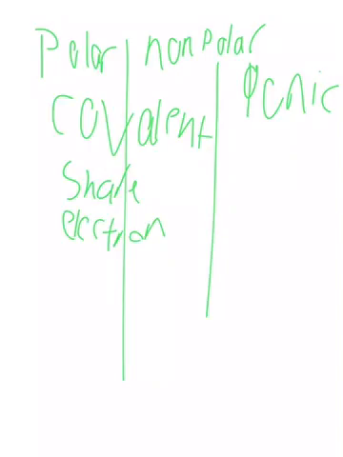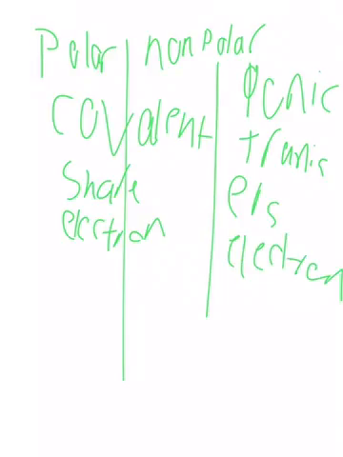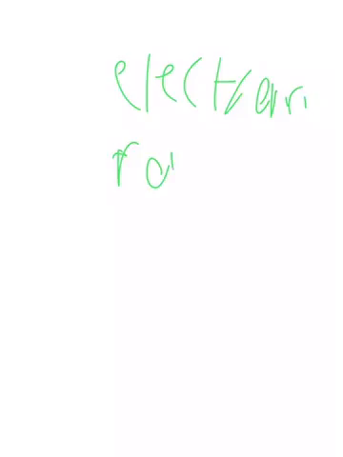Ionic transfers electrons. This can be predicted by finding the difference between electronegativity and then rounding to the nearest tenth, and then finding the ionic percent character, which can be found on the periodic table of elements.